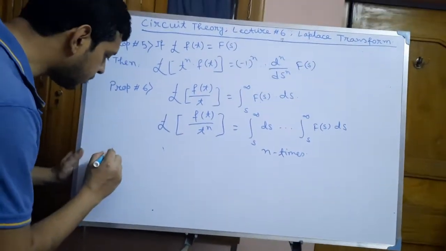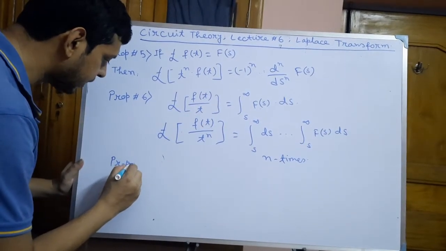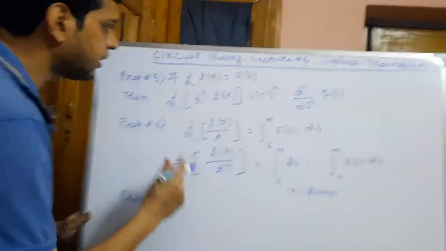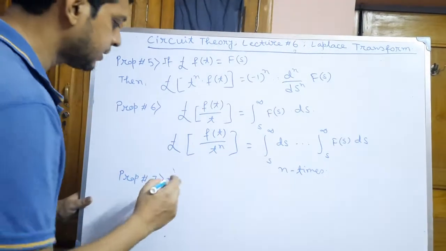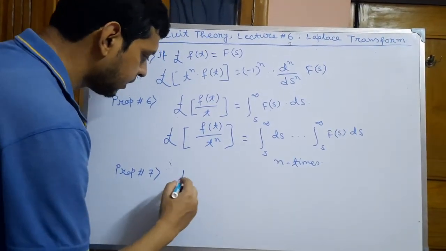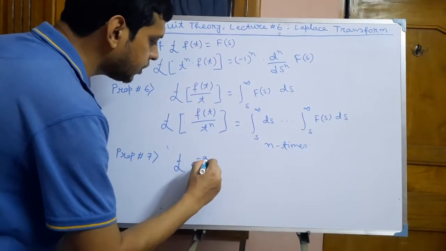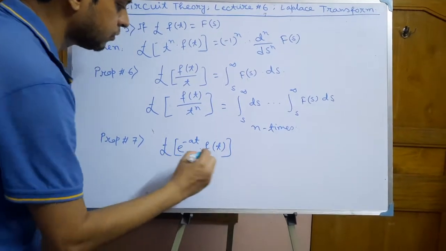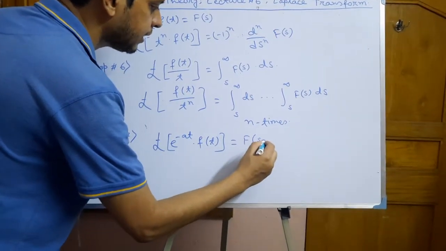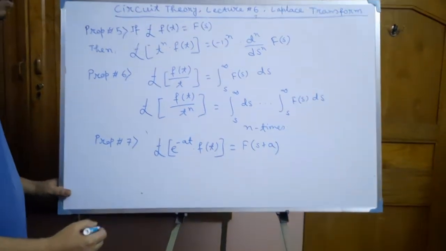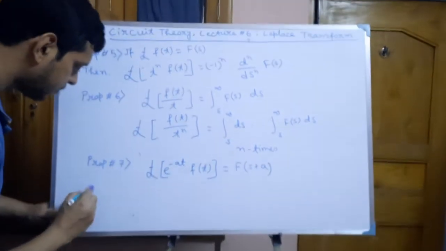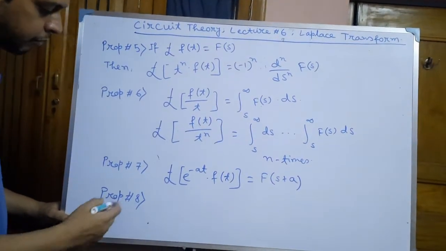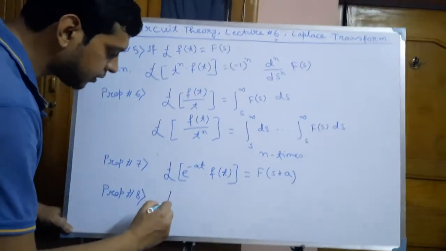Let us discuss another very important property, that is property number 7. Property number 7 tells us that if ft and fs are Laplace transform pairs, then Laplace transform of e to the power minus at ft equals f s plus a. Okay. Now let us learn about another very important property, property 8.